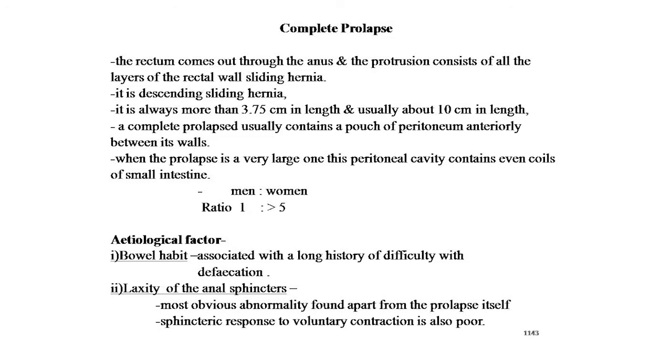It must be remembered that a complete prolapse usually contains a pouch of peritoneum anteriorly between its walls. When the prolapse is a very large one, this peritoneal cavity contains even coils of the small intestine. So always remember this. Men and women ratio is 1:5. Means women are more affected by this procidentia, complete prolapse of the rectum, than men. Etiological factors: bowel habit associated with a long history of difficulty with defecation, laxity of the anal sphincters, the most obvious abnormality found apart from the prolapse itself. Sphincteric response to voluntary contraction is also poor.